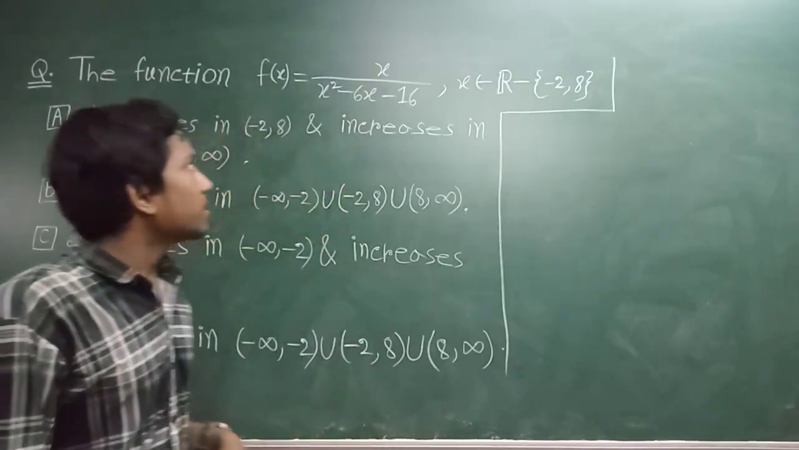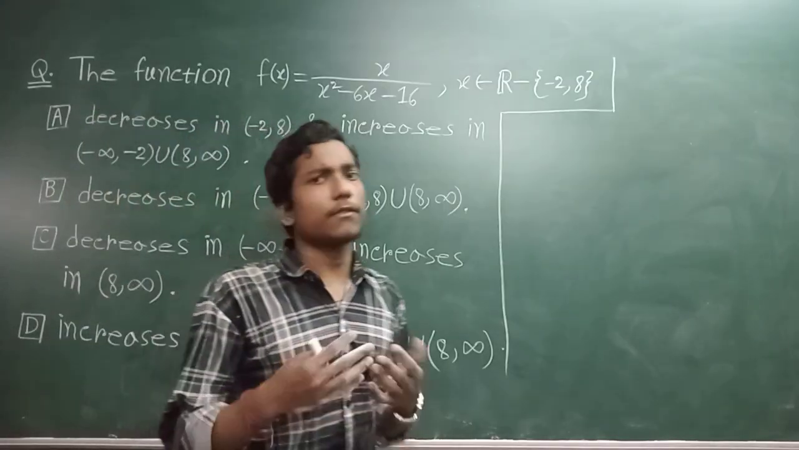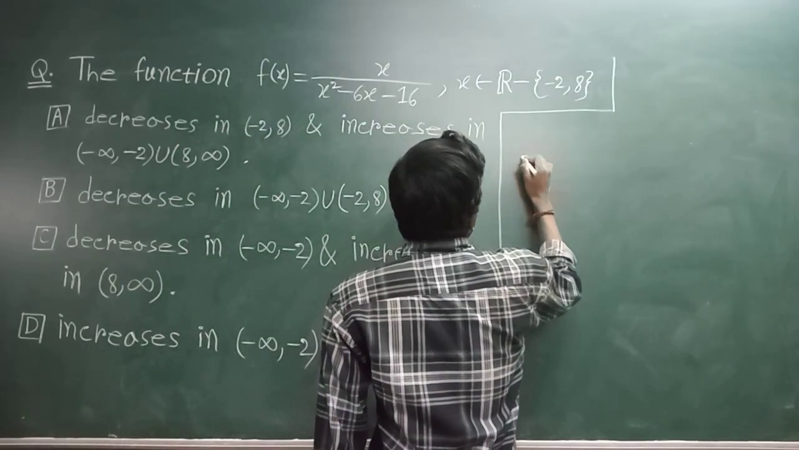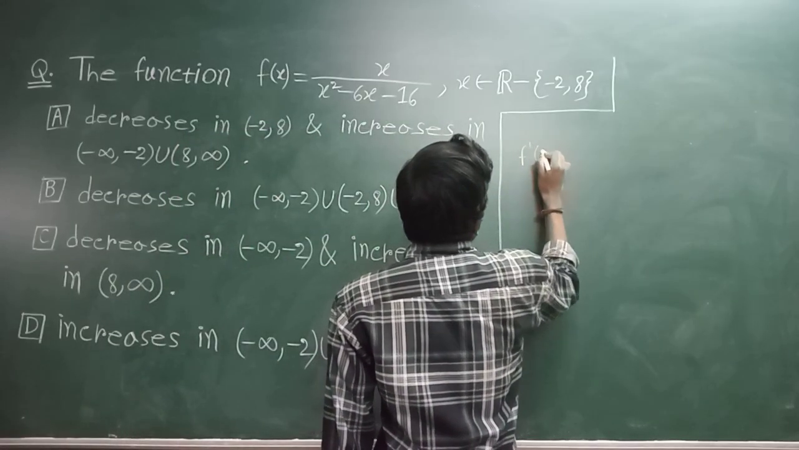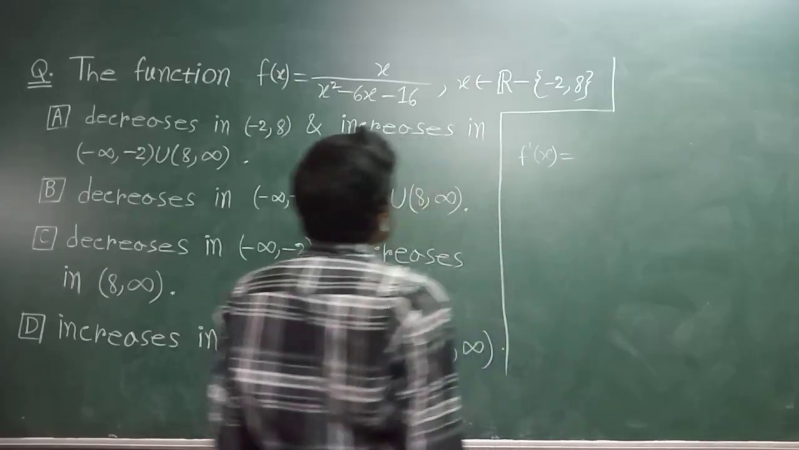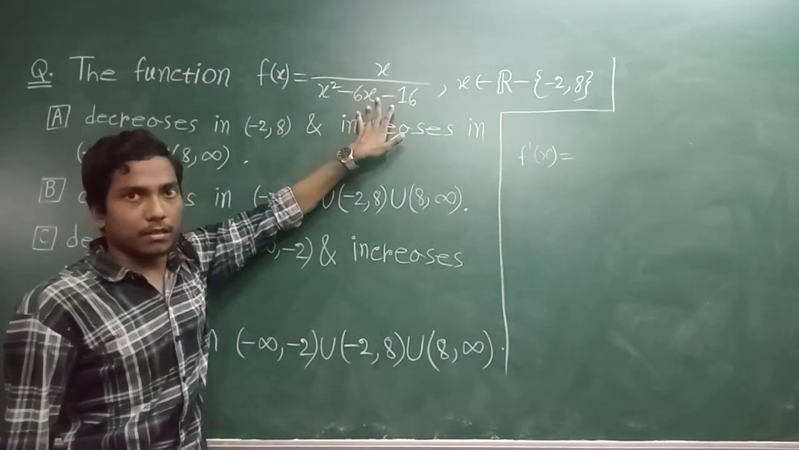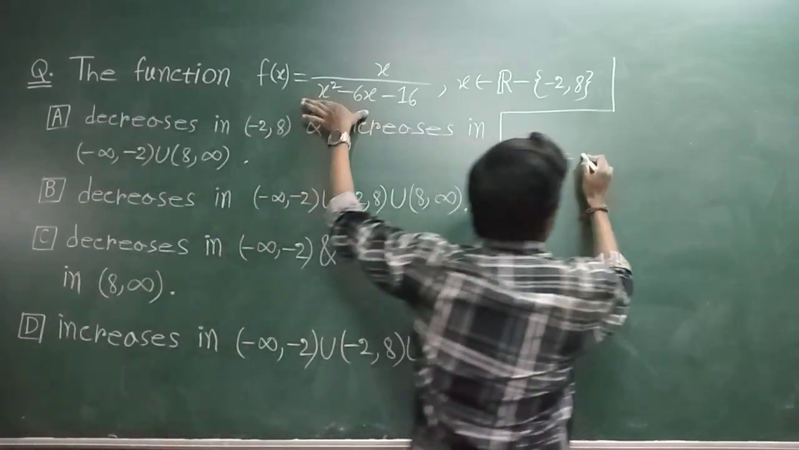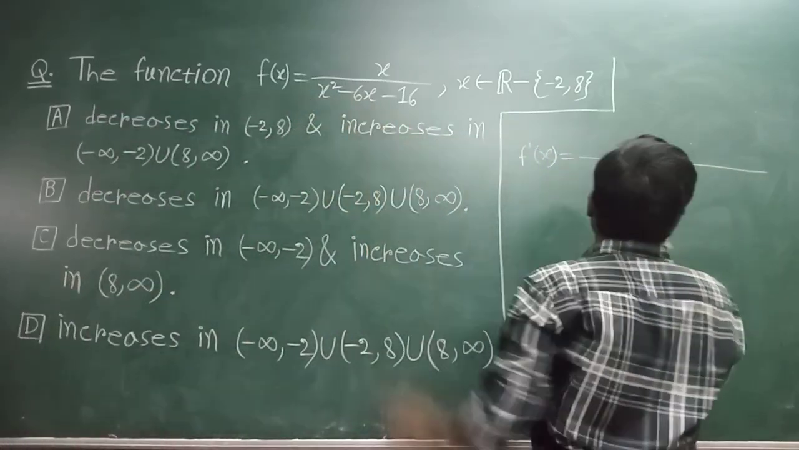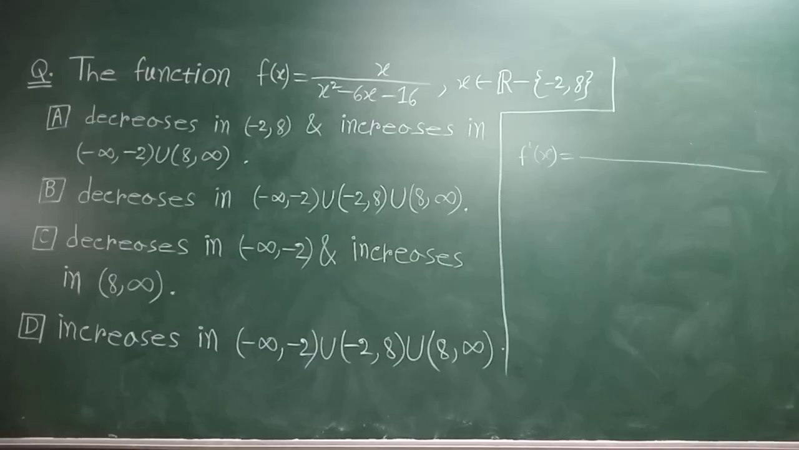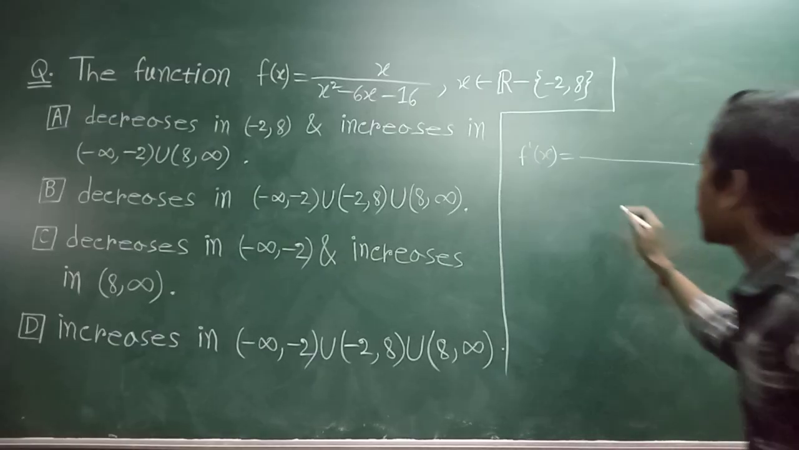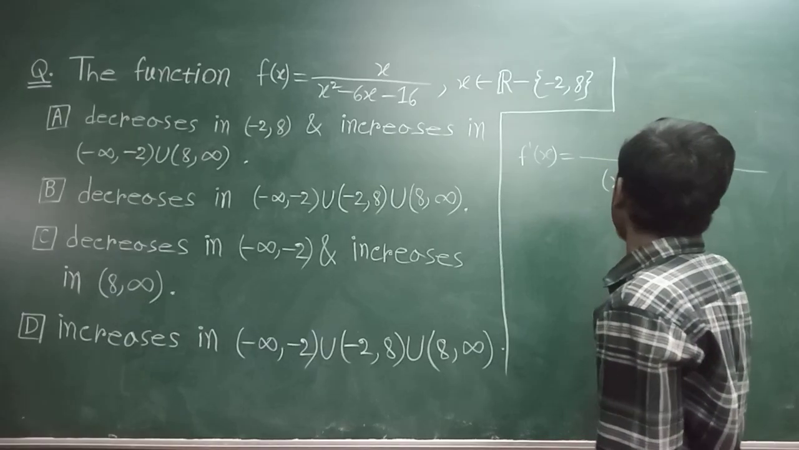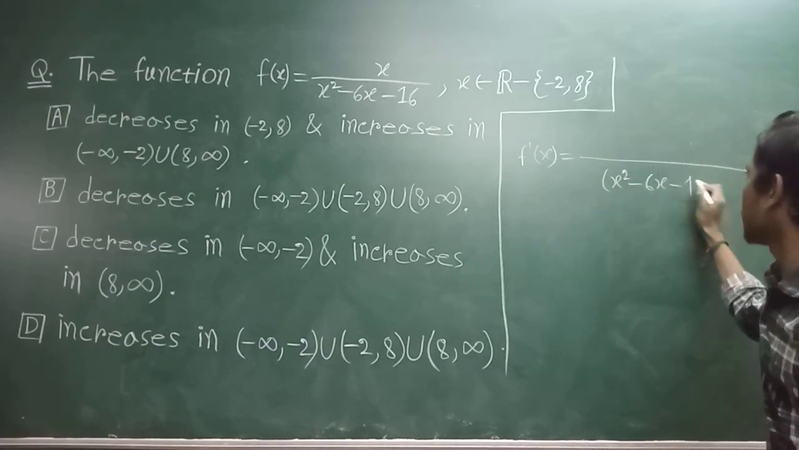Now, in order to check its monotonicity, we have to find its derivative. So let us find the derivative. So f dash x is equal to, now this is the u by v rule of differentiation. So in the denominator we will write v square. Is it visible to you? So in the denominator we will write v square, that is, x square minus 6x minus 16.